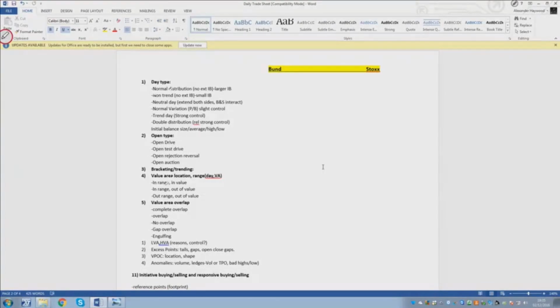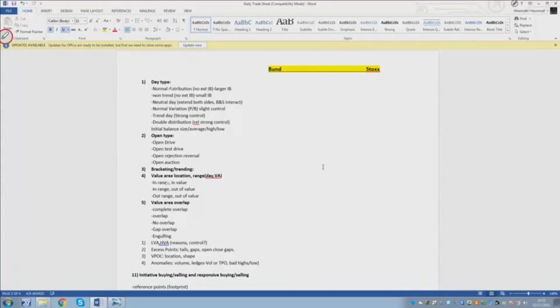We'll then talk about initiative buying and selling. So we'll look at the previous day's auctions, we'll look at how the market auctioned, and look where the initiative came in, where the responsive came in. Try and get an understanding of where the interaction points were coming between buyers and sellers.